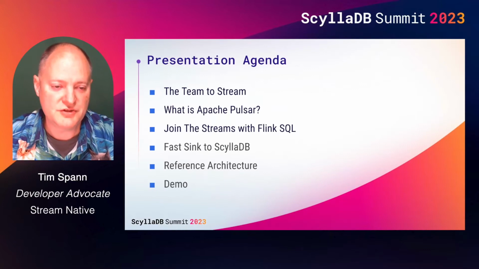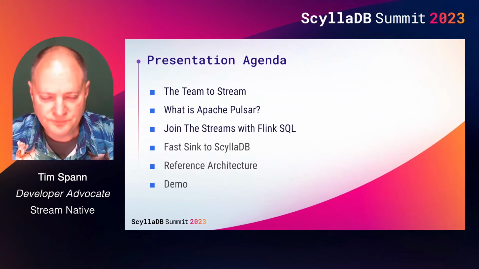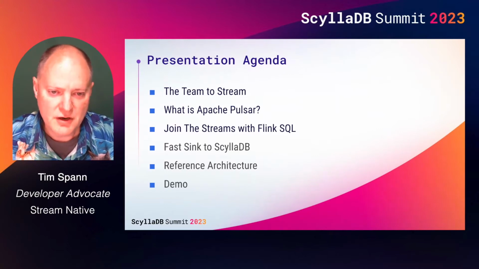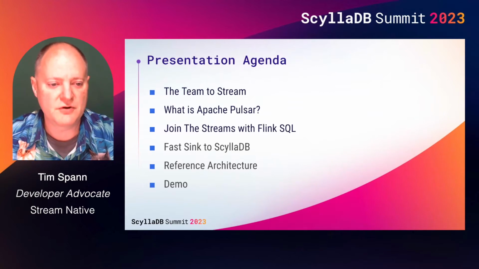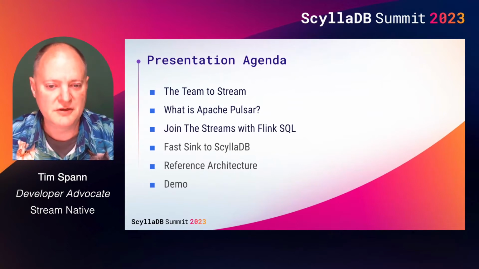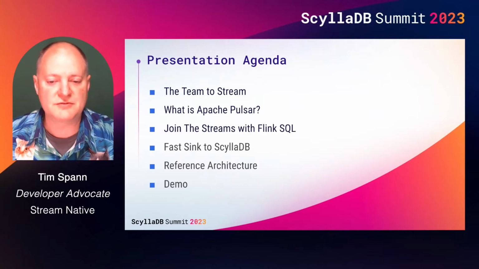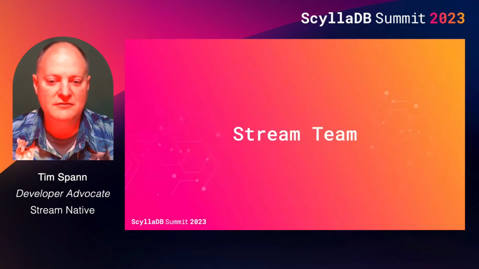We'll look at the agenda real quick, just so we know where we're going and where we are now. We're going to start off with the different tools we work together. What is Pulsar? You may not have heard of it. How we join all these different streams of data together with Flink SQL, and how to get data as fast as possible into ScyllaDB. A little reference architecture and some descriptions of how we would do this. And let's start it off.